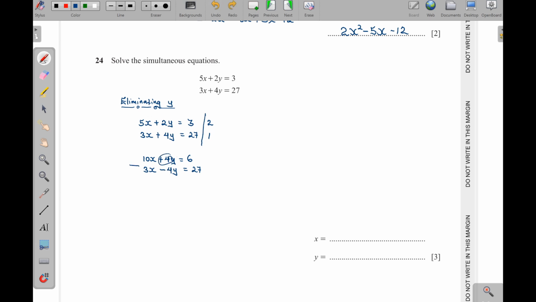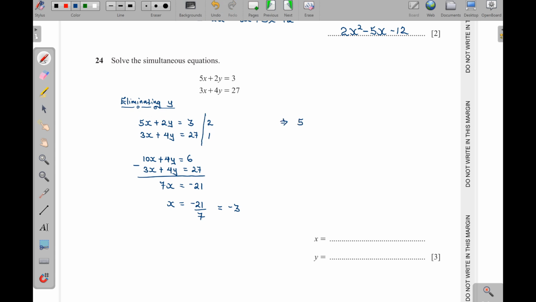Do you see that? It is going to give you an 8. So we are going to have a subtraction here because the signs are the same. So 10 minus 3, what do you get? We get 7x. Of course, this one has gone. And then 6 minus 27, we shall get negative 21. So this means that x is going to be negative 21 out of 7, which is going to give us negative what? 3. Then after that, we can substitute in any of these two equations.